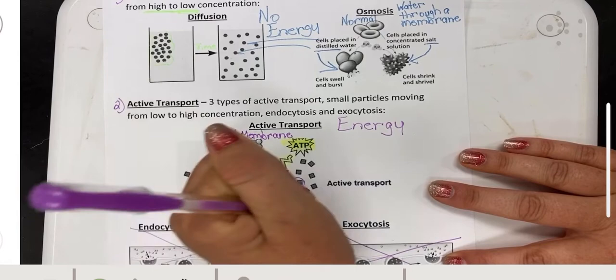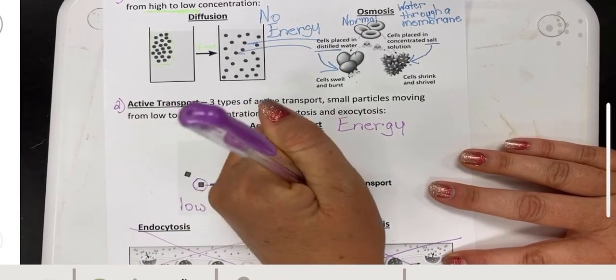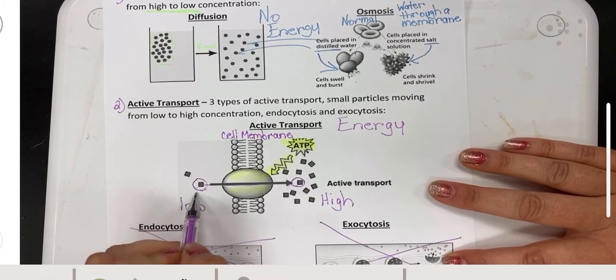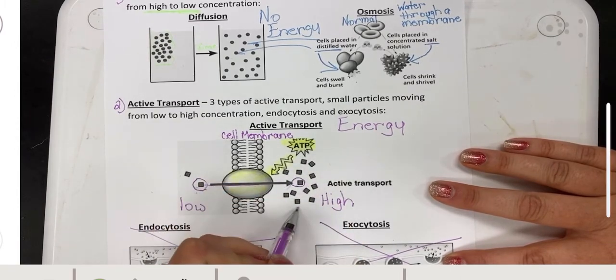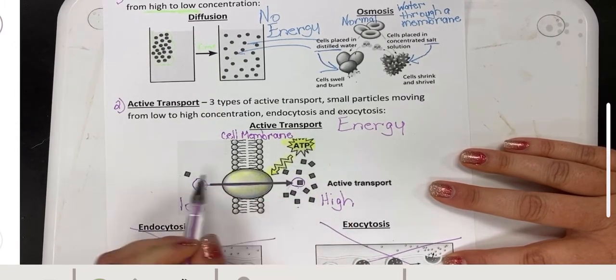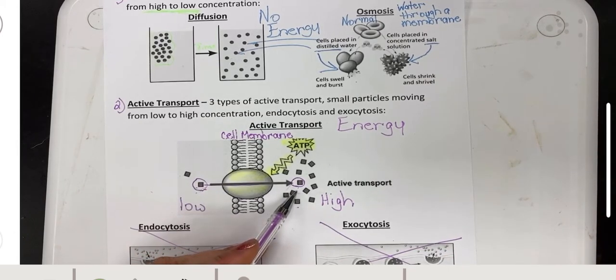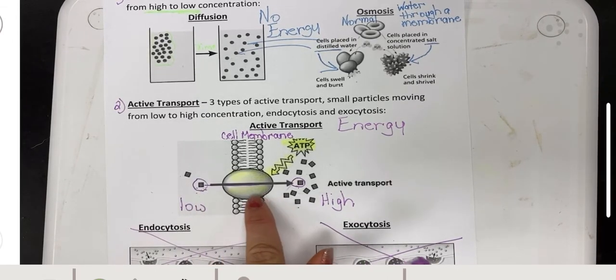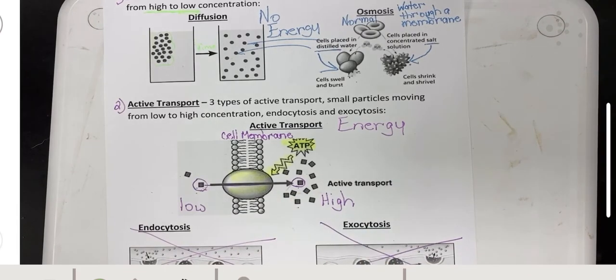Look, this is low concentration. This is a high concentration. What am I talking about? I'm talking about there's not many squares on this side. There's a lot of squares on this side. That's low, that's high. And I'm moving from an area where there's not many to an area where there's a whole lot. So that's what I'm talking about when I say low to high concentration. So we're moving particles from an area of low to high concentration, and that's active transport.